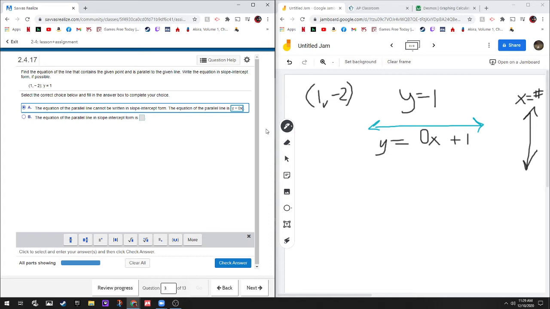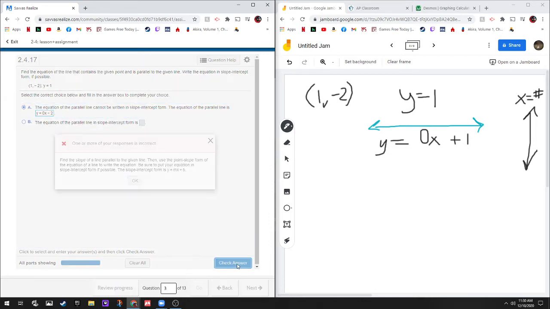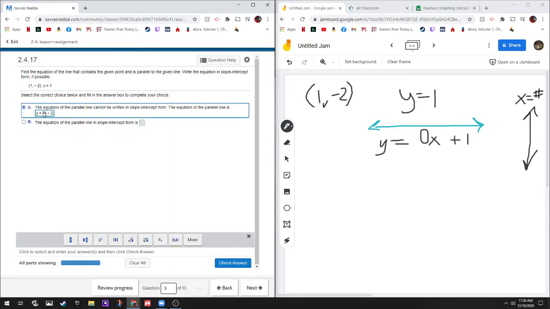Oh, but I want it to go through 1, negative 2. Well, remember, we cared about the y value. So what's my y value here? Negative 2. Let's see. They're probably going to tell me I'm wrong. So they probably don't want me to write the 0x. And I 100% disagree with them saying that.